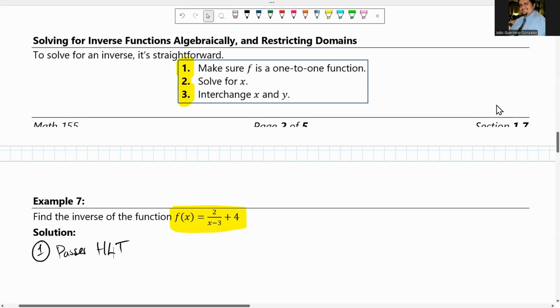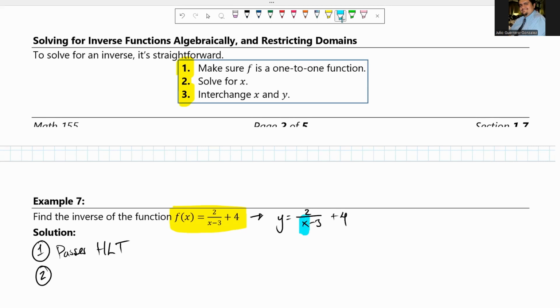So step number 2 says solve for x. I'm going to turn this into y is equal to 2 over x minus 3 plus 4, and I'm going to resolve all of this and get x all by itself. You can do this however you think you can, but the idea is I want to get x by itself. Got it? Okay.